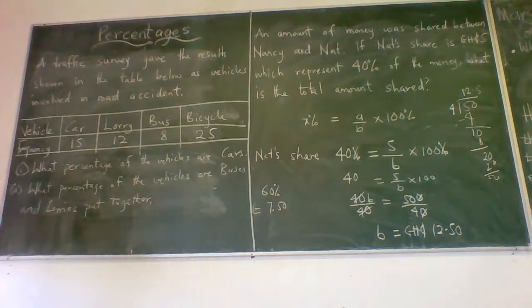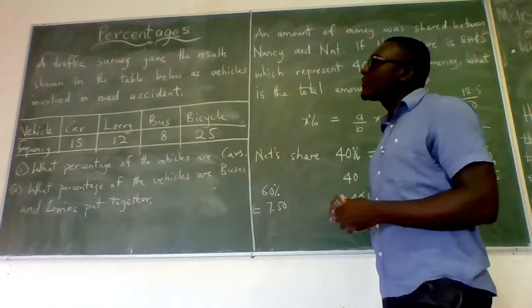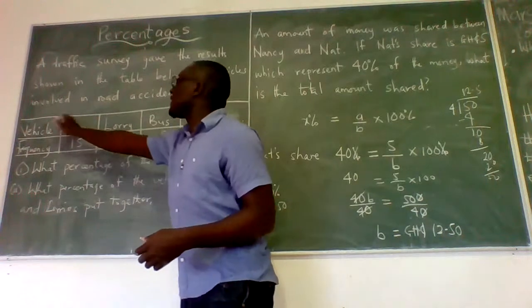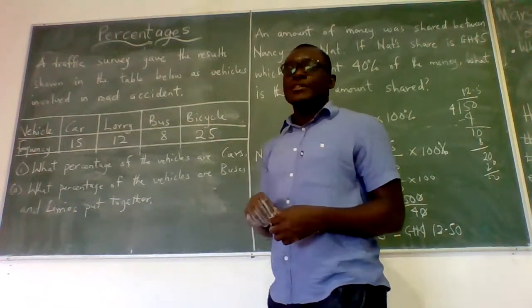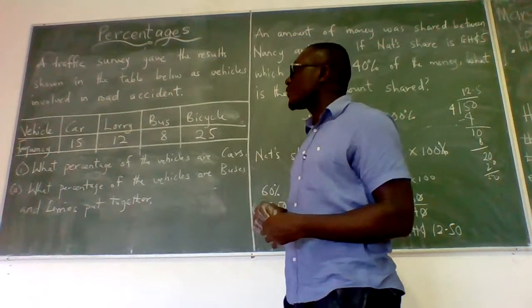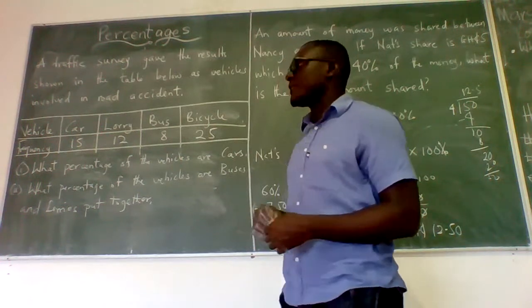Okay, so a traffic survey gave the results shown in the table below as vehicles involved in road accidents. So we have the vehicle type and then the number of them, which is the frequency. So for cars, we have 15. For lorries, we have 12. Buses, 8. And then bicycles, we have 25.